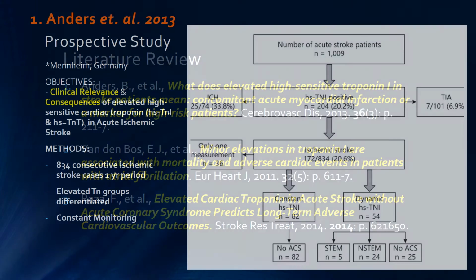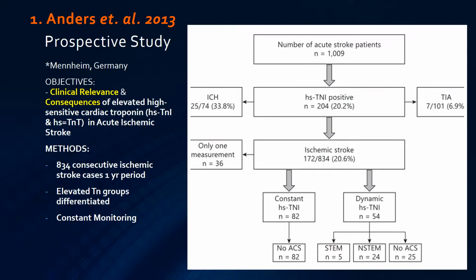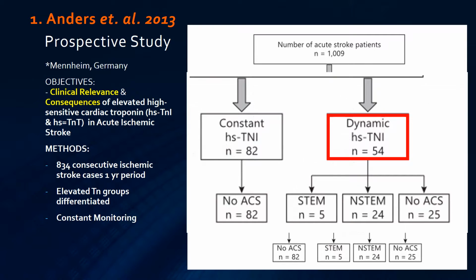So this first one by Anders in 2013, this is a prospective study that was performed in Germany. It showed the clinical relevance and consequence of elevated TNI in acute ischemic strokes. And then what they did was they took 830 consecutive ischemic strokes, filtered out TIAs as well as hemorrhagic strokes, took the baseline troponins, then waited 3 hours, took the secondary assay of the troponins. If those troponins had elevated by 30%, they then denoted these individuals into the dynamic TNI, which is where our patient actually would fall.